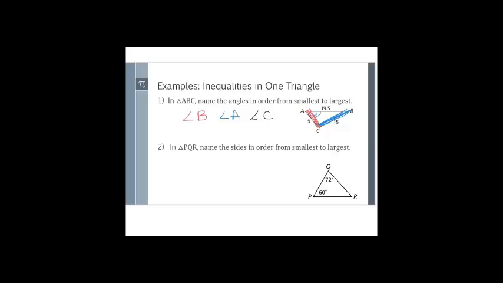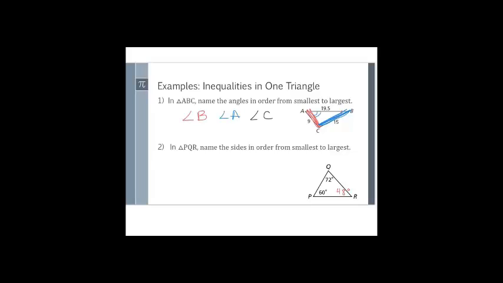Now the converse of this. In triangle PQR, name the sides in order from smallest to largest. Well, we have to do a small calculation here. If we have two angles of 60 and 72 degrees, we know that the triangle sum theorem says that all three of them have to add to 180. That means that R is 180 minus the sum of angles P and Q. So 180 minus 132 is 48 degrees. So R is 48 degrees.